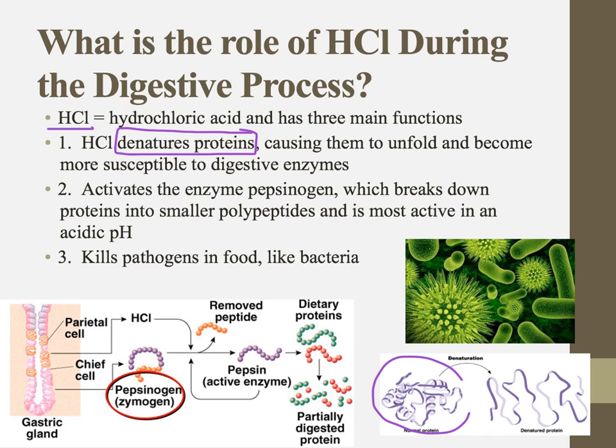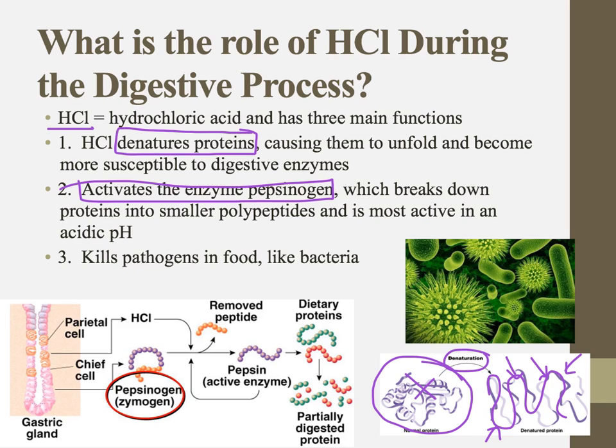So the proteins that we eat are kind of all balled up and folded up in their tertiary or maybe other levels of protein structure. And the denaturation process from the acid causes them to unfold. This is going to be really great because it's going to be a lot easier for other enzymes to attack that protein rather than if it were all balled up. All right, the second thing it does is it activates the enzyme called pepsinogen.